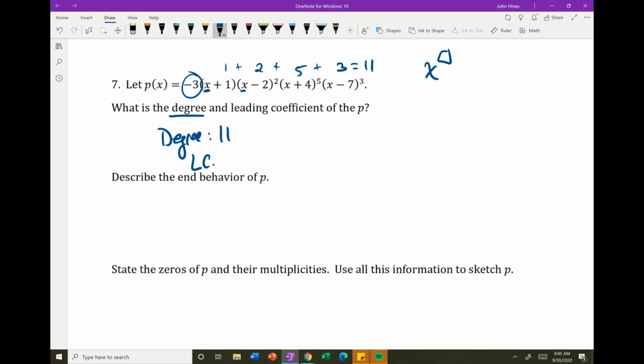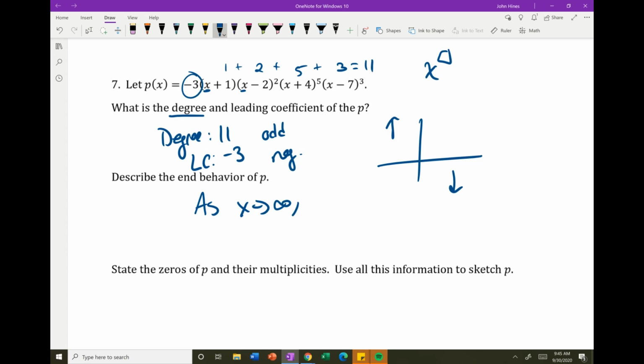And my leading coefficient is that number out front, which is -3. So I have an odd degree with a negative leading coefficient. So describe the end behavior. Well, which one's this? Odd degree, negative starts high, ends low. So as x gets big, my right hand is going down. As x gets negative, my left hand is going up. So the odd degrees go in the opposite directions. You just have to know which way they start. Negative leading coefficients start high and end low.